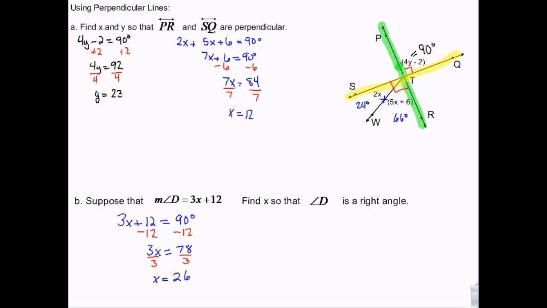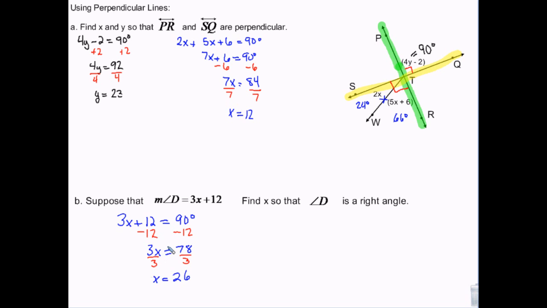And this, right now we're talking about perpendicular lines, but if we had any measure, like if they said the measure of angle D is 3x plus 12, find x so that D is 75 degrees or something, we could find x for any angle measure. Just by them saying right angle, we know it has to be 90. But if they could easily say, find it so that angle D is 100 or 50 or anything, you would just rewrite it and set it equal to whatever that value is that they wanted.